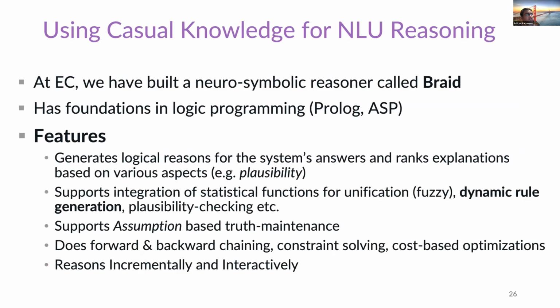So that's the last part here, which is to show you the full piece. Okay, we have a model that can generate rules for you on the fly, both specific as well as general rules for you. And the question is, how do you use it? Well, at AI2, we've built our own neurosymbolic reasoner called Braid. And Braid has foundations in logic programming, Prolog, and answer set programming, ASP, those of you who know. And the main distinguishing features of Braid are just like all other logical reasoning systems, it can give you a proof or an explanation for your answer. And it can rank those explanations on various metrics, like how plausible is it. And one of the key distinguishing features is the integration of statistical functions into the symbolic reasoner for doing things like unification or matching. So we can do basically fuzzy or weak unification. And relevant to this talk, it has a way by which you can insert rules dynamically.